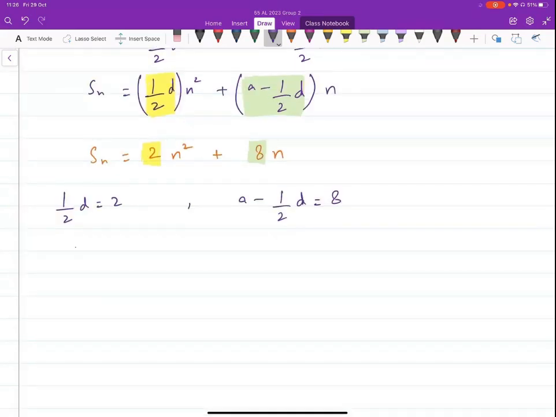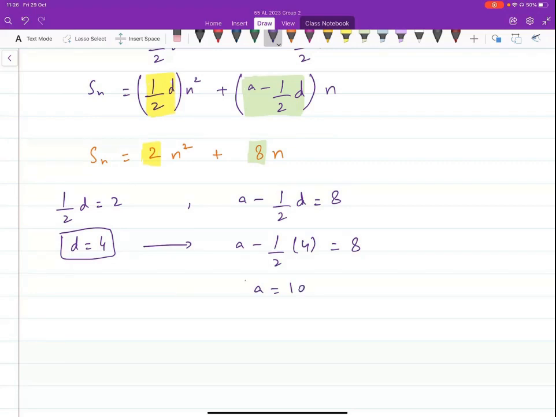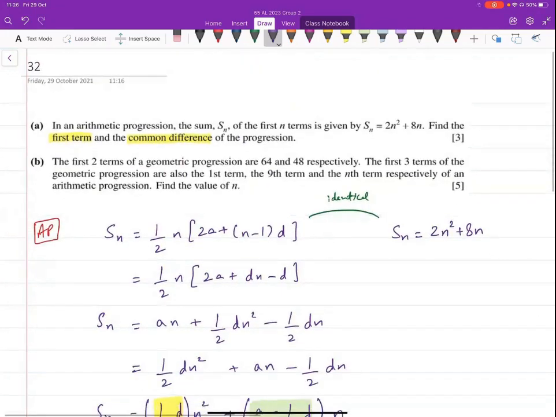From the first equation, we get the value of d, which turns out to be 4. This is the difference. We input that value of d here. It becomes a minus half into 4 plus 8, and that gives you a equal to 10. And that's your first term. That's what we were looking for: the first term and the common difference.